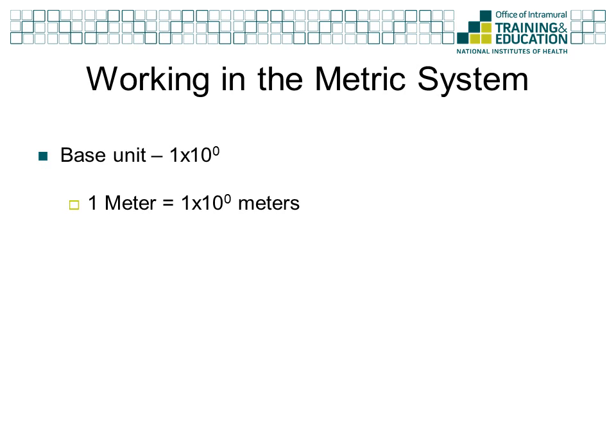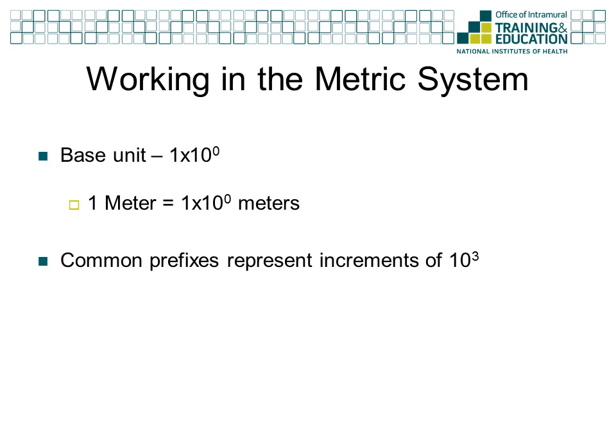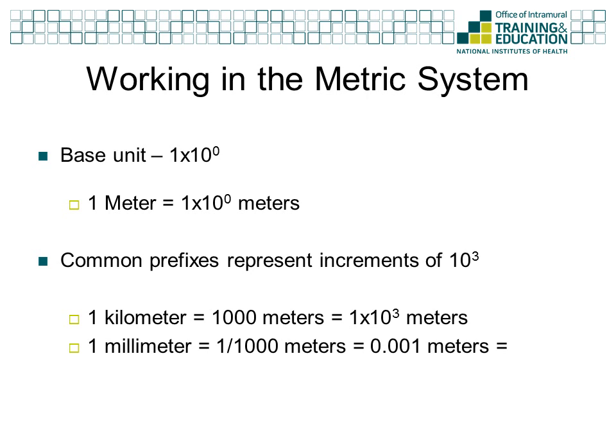The commonly used prefixes in the metric system refer to increases or decreases in value by 1,000, or 10 to the third power. Kilo means 1,000. Thus, 1 kilometer is equal to 1,000 meters, or 1 times 10 to the third meters. Milli means 1 1,000th. Thus, 1 millimeter is equal to 1 1,000th of a meter, or 1 times 10 to the negative third meters.